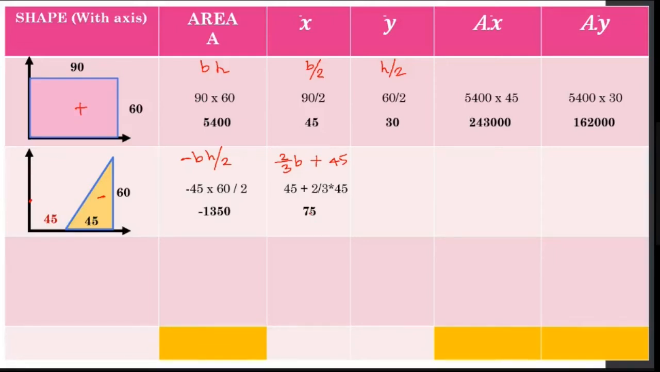Okay, right. Now y bar from the apex, you know that it is h by 3, right? Which is 60 by 3, which is 20. Now we can multiply it. Multiplying it, minus into plus, we'll get minus, a negative term. Similarly, minus into plus, so we'll get a negative. So these are my terms.